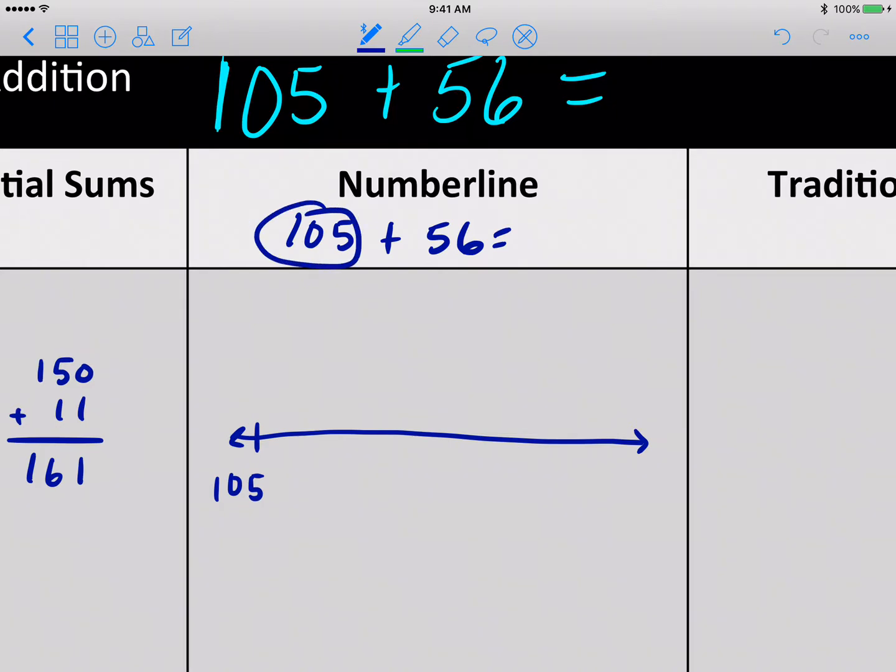You start with your bigger add-in, and you're going to put that as your starting point. Okay? You're going to put that as your starting point. Now I'm going to break 56 up into expanded form. I'm going to put it 50 plus 6. So 50 plus 6, you can either make a jump of 50, or some people like to make jumps of 10. I'm going to show you both ways quickly. So if I want to do 50, I know I have to make 5 jumps of 10.